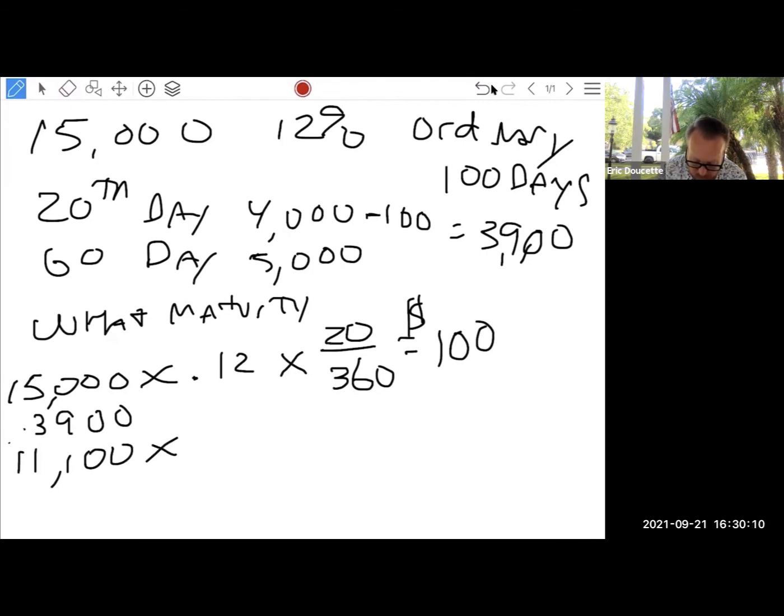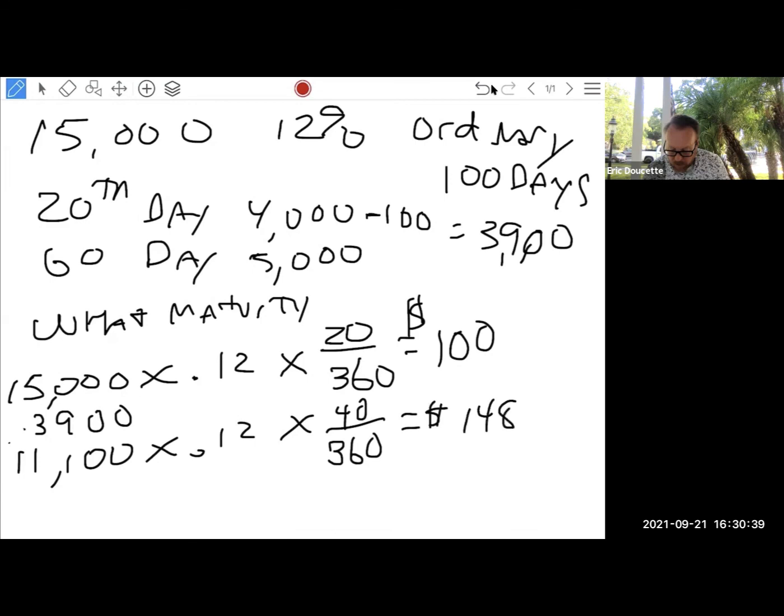So $11,100 times 12% again. And this time the next payment is day 60. So that means that another 40 days have passed, right? So that's going to be 40 days times 360. That's going to give me my new interest amount. So 11,100 times 0.12 times 40 divided by 360 equals $148. So I'm going to minus that from the 5,000.